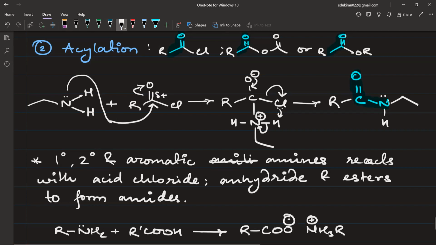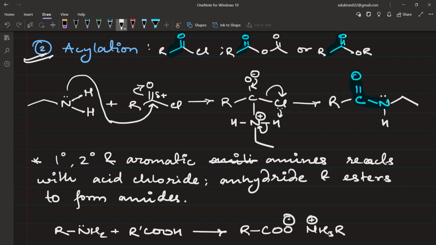This reaction, acylation, is more important. We'll also see the acylation reaction once again, but we'll do acylation with anhydride when we have the electrophilic aromatic substitution reactions of aniline. Okay, so please write this down. Let me know once you're done.